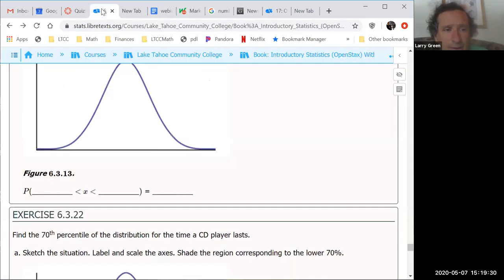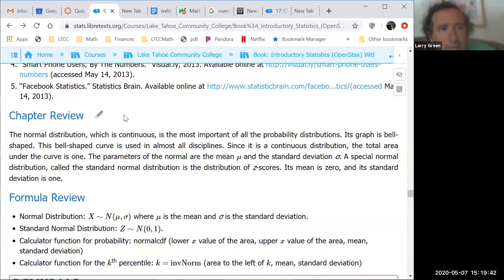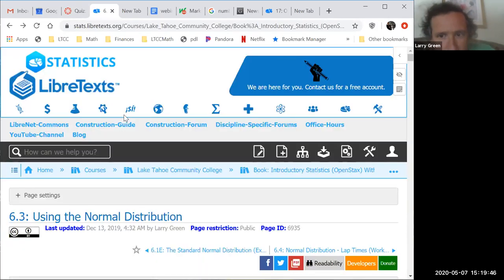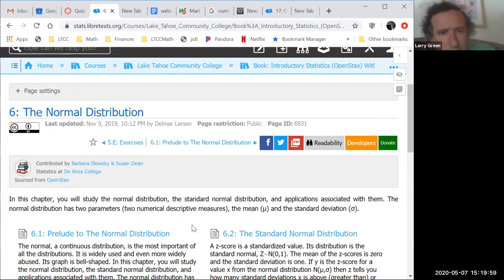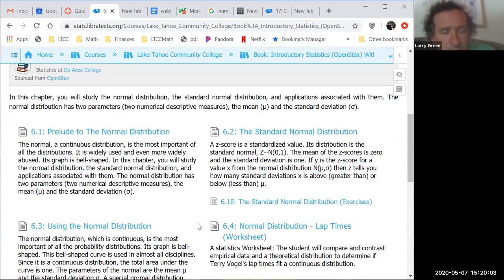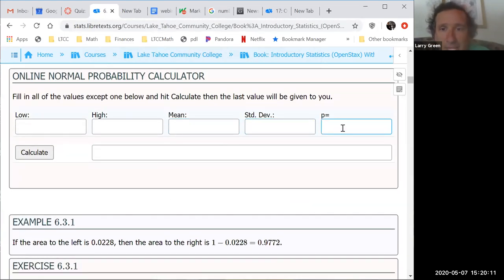Then when you go to your calculator, we're going to have our P is 0.025. Our low is going to be negative 9999. Any questions on that so far?